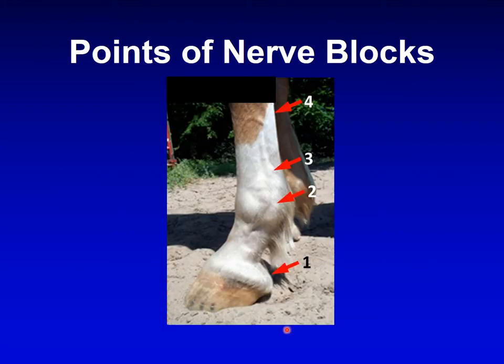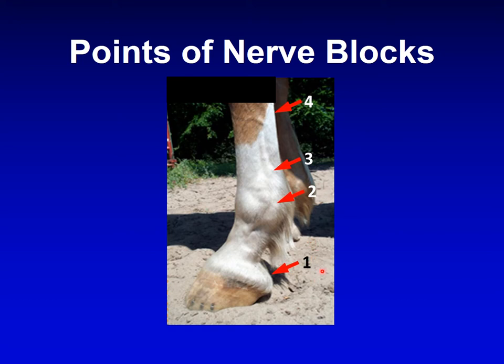And I'll mention these landmarks. This is the first nerve block: 1, 2, 3, and 4. Here we start with 1, and I'm going to talk about it now. Then if one did not work, we go to 2.